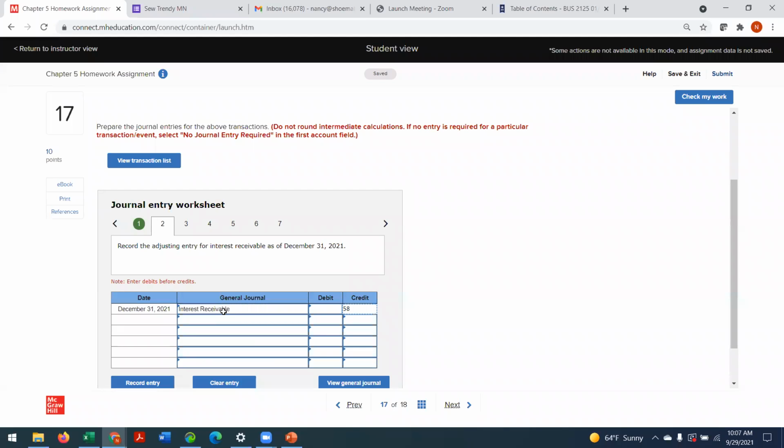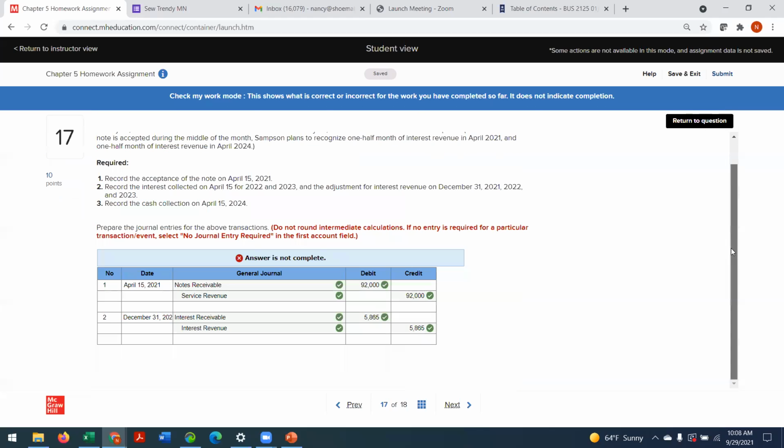So we would show interest receivable of 58.65, and we should record interest revenue of 58.65. Make sure I'm not screwing anything up.